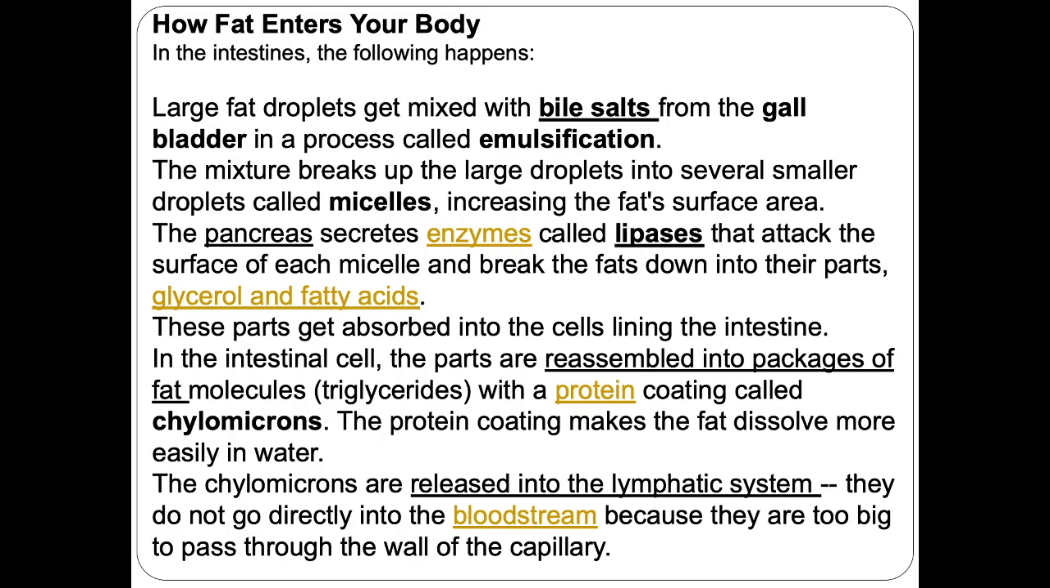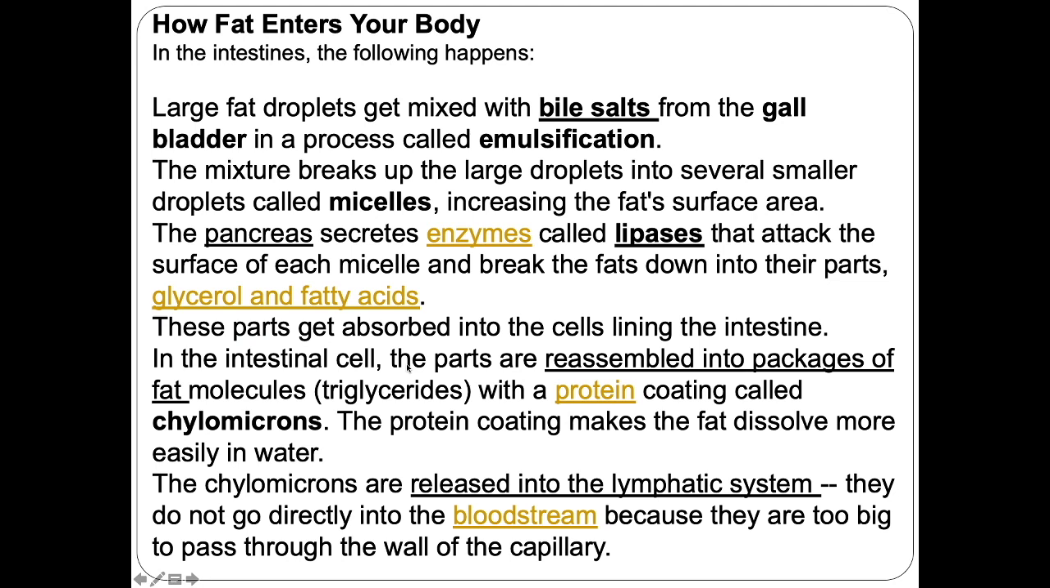Fat enters your body in the intestines. Large fat droplets will get mixed with bile salts from the gallbladder in a process called emulsification. This mixture breaks up the large droplets into smaller droplets called micelles, increasing the fat surface area. The pancreas then secretes enzymes called lipases that attack the surface of each micelle and break the fats down into their parts, which are glycerol and fatty acids.